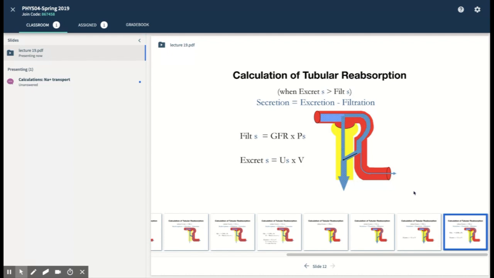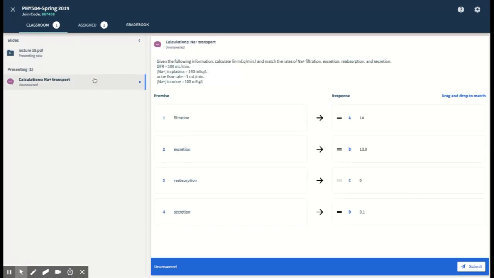I would like for you guys to match the rates of filtration and excretion for these two values based on the information that's provided. For sodium, we have sodium concentration in the plasma, we have the GFR, the urine flow rate, and concentration of sodium in the urine.